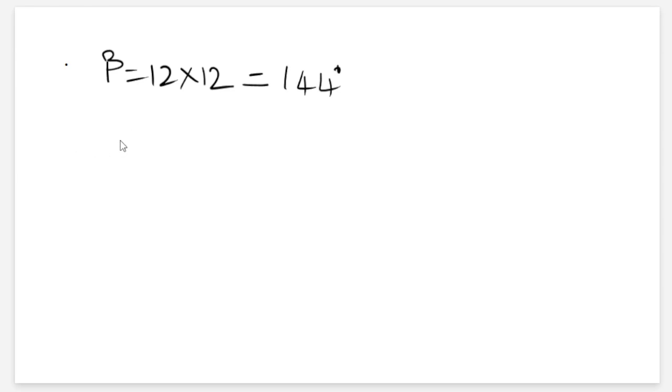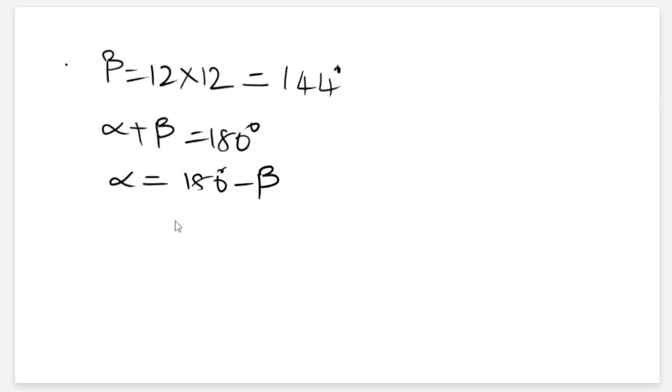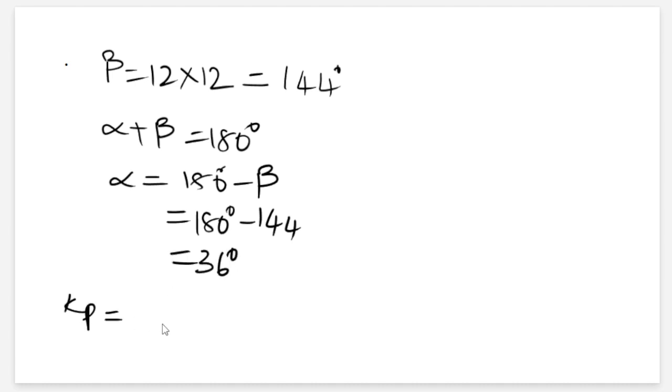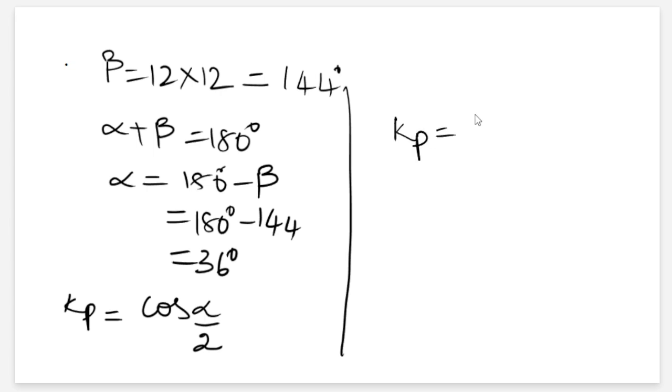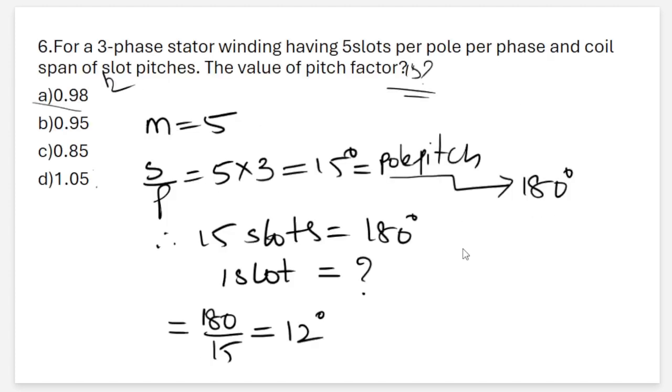We know that alpha plus beta is equal to 180 degrees. From this equation, we calculate the alpha value. So, alpha is equal to 180 degrees minus beta. 180 minus 144, we get 36 degrees. Now, we need to find the Kp value. For Kp we use the formula Kp is equal to cos(alpha by 2), cos(36 by 2). 2 ones are 2, 18s are 18. So, here cos 18 is equal to 0.951. So, answer B is the correct one.